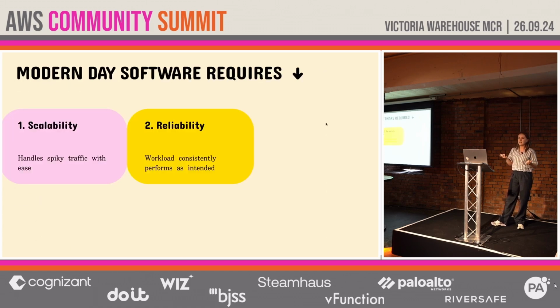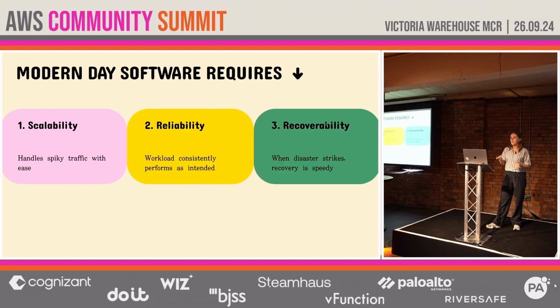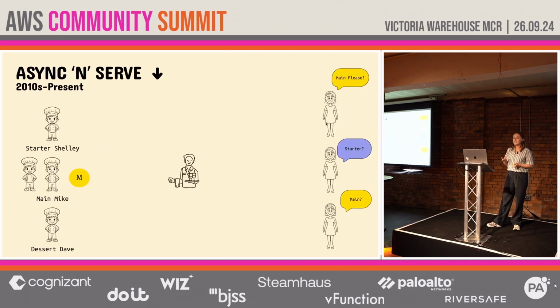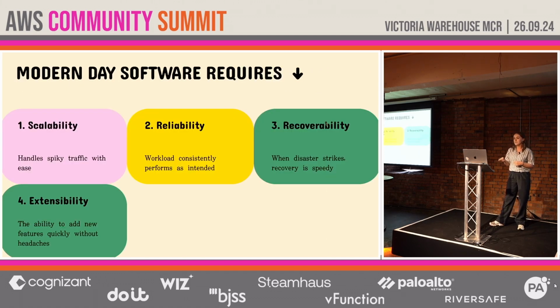We also need our software to be reliable, especially when, say you're an e-commerce platform and it's Black Friday, then you'll be losing a lot of revenue if you go down at that time. And we also need to be able to recover when disaster strikes. So in the case of Async and Serve, we have Dessert Dave goes down, and so then we just deploy a new Dessert Dave. That's also similar to the way that we do servers today.